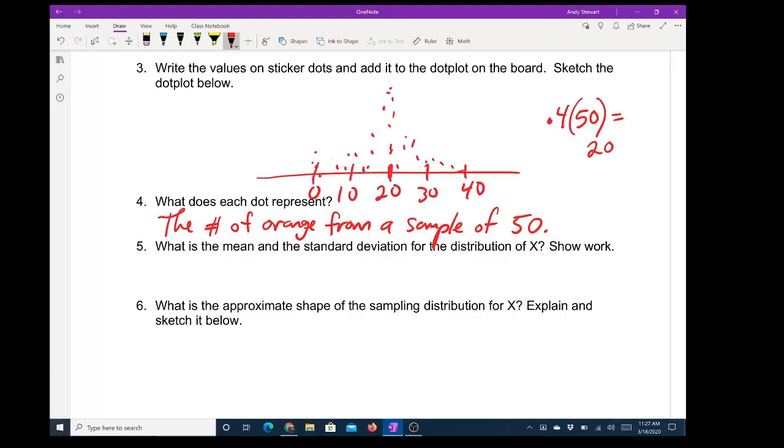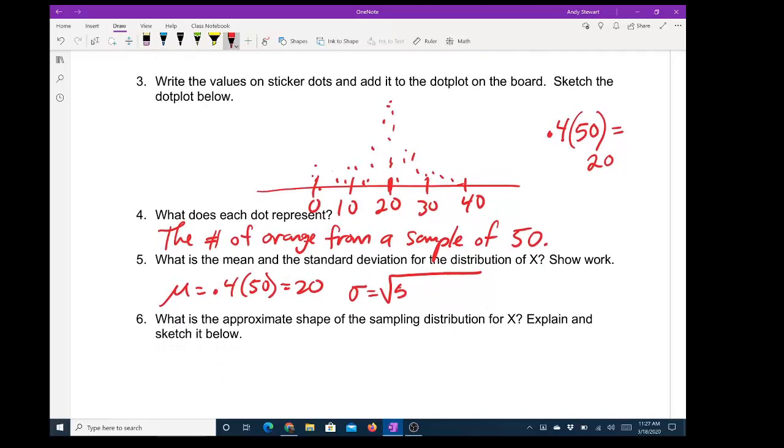Okay, so what is the mean and standard deviation for the distribution of X? Well, we just did the 20, so the mean is 0.4 times 50, which is 20. Now we are assuming that this is binomial, so we're going to use that formula from last time. It's the square root of the sample size times the probability of success times the probability of failure. How did I get to 0.6? It's because 0.4 and 0.6 have to add up to 1. And that turns out to be 3.46.